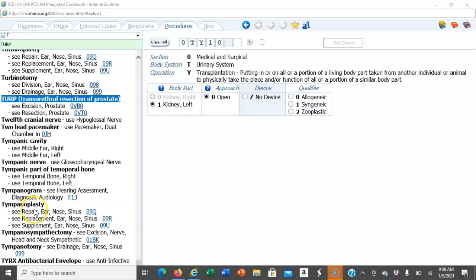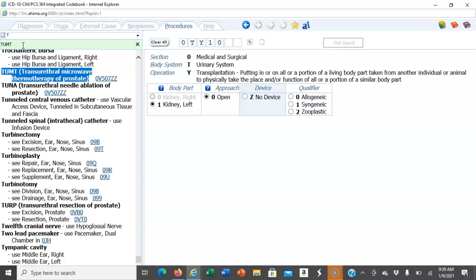For procedures on the prostate, the most common procedure is a transurethral resection of the prostate. It's referred to and called a TURP. The intention is to completely resect the prostate. So the code that you typically are using is 0VT0. Unless they tell you that they are only removing part of the prostate, you're going to assume that it is an excision.